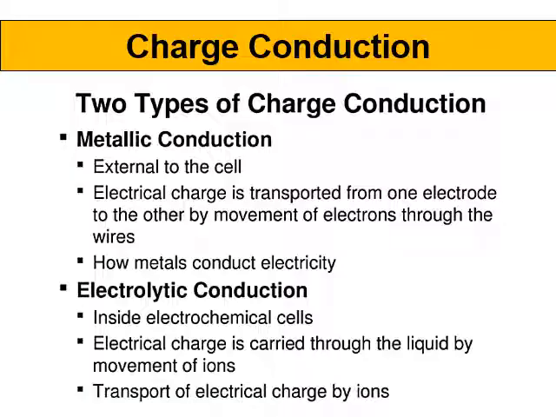And number 2, we can also conduct electricity through an electrolyte. So electrolytic conduction happens only in the electrochemical cell. The electrical charge is carried through the liquid by movement of the ions. It transports the electrical charge also by the ions.